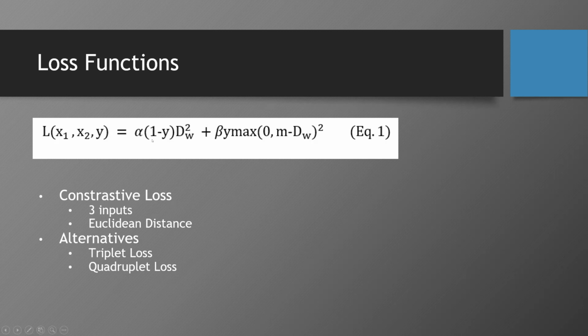Alternative loss functions we've considered are triplet loss and quadruplet loss. But for each one of these, we would have to recreate the data set. For triplet loss, instead of pairs, it would be 3: 2 genuine, 1 forged. And then the second type would be 3 genuine. For quadruplet loss, it would be 2 of each, so 2 genuine, 2 forged. We're not doing that right now, but that's something we can consider.